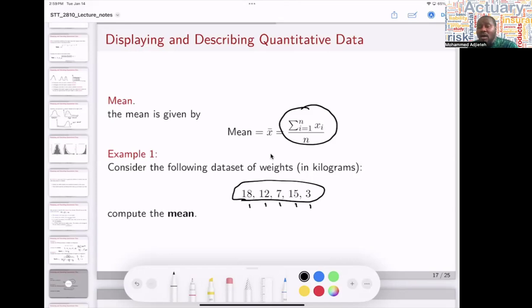So don't let the formula confuse you. And then this n here stands for the number of them. How many are there? 1, 2, 3, 4, 5. So that is what it means. So it means that the x bar here is going to be 18 plus 12 plus 7 plus 15 plus 3 all divided by 5. And then you can use your calculator to compute this.